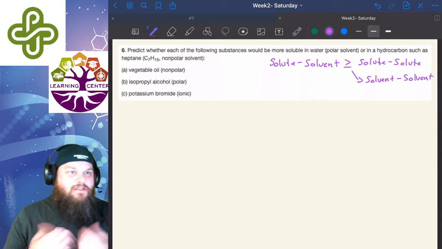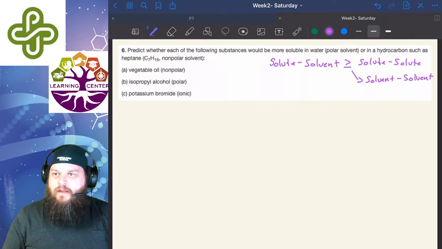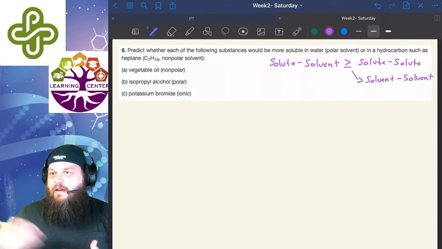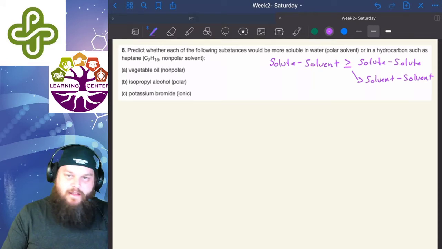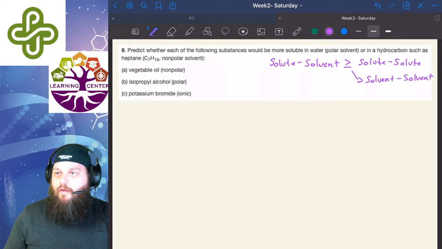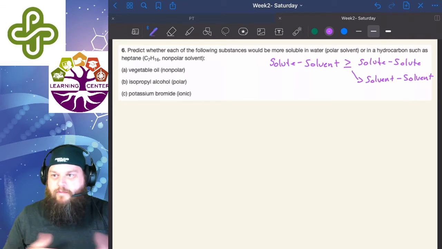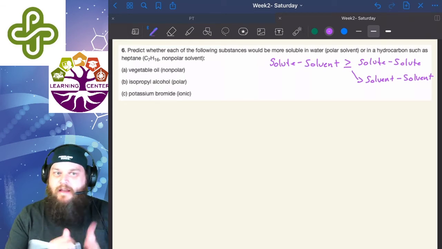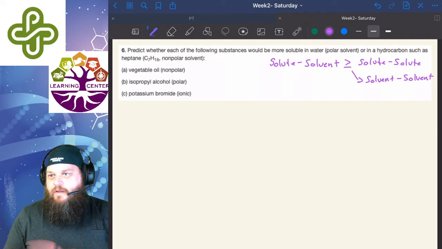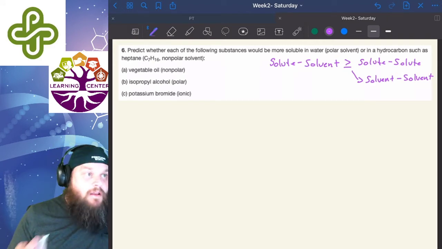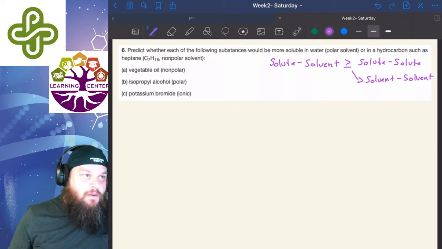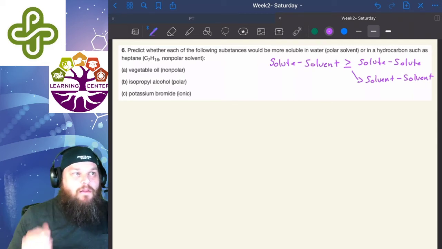There's a general rule behind a lot of these that I've heard in the past, which is like dissolves in like. So the idea is if something's polar, it's going to dissolve in a polar solvent. If something's non-polar, it's going to dissolve in a non-polar solvent. That's a general rule of thumb. There's definitely degrees of polarity. There are some things that are somewhat soluble, but not really soluble, and we can definitely work on those a little bit here. But here we're looking at the three key ones: vegetable oil, isopropyl alcohol, and potassium bromide, which is an ionic compound.